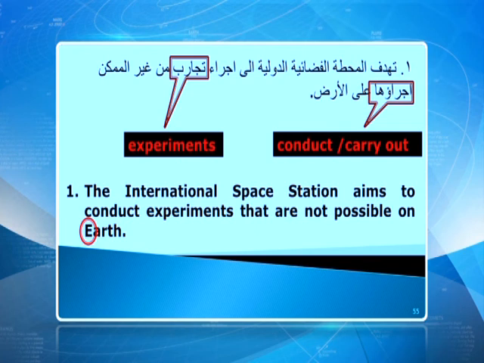This is the original sentence that you will have in your overview textbook. The International Space Station aims to conduct experiments that are not possible on Earth. And you notice here that E is capitalized. Why? Because we are talking about the planet Earth. We are not talking about land.